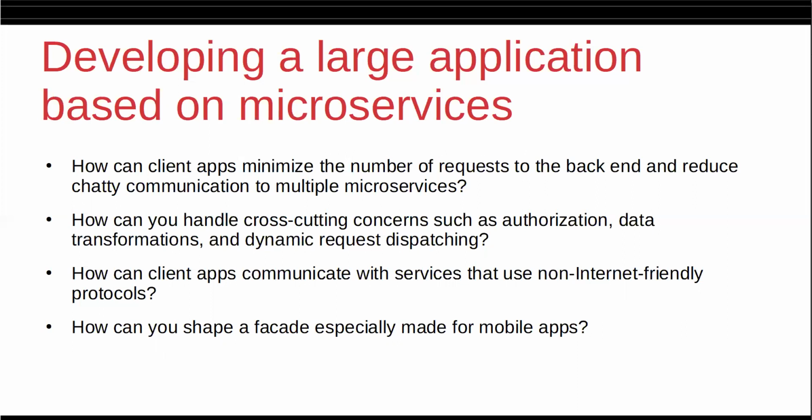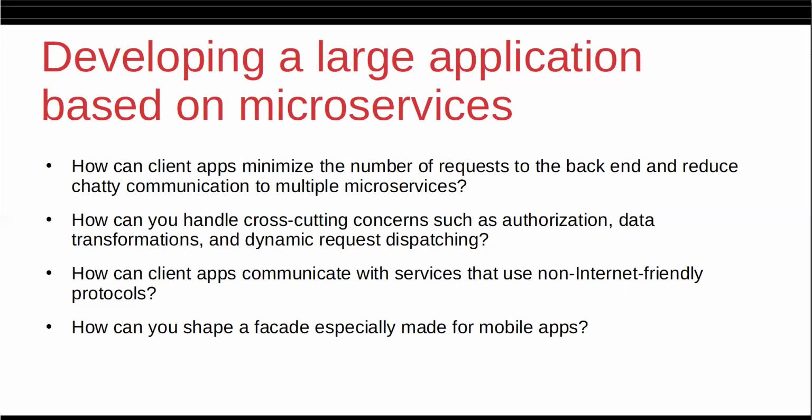How can client apps communicate with services that use non-internet friendly protocols? Protocols used on the server side like AMQP or binary protocols are usually not supported in client apps. Therefore, requests must be performed through protocols like HTTP and HTTPS, and translated to other protocols afterwards. A man in the middle approach can help in this situation.